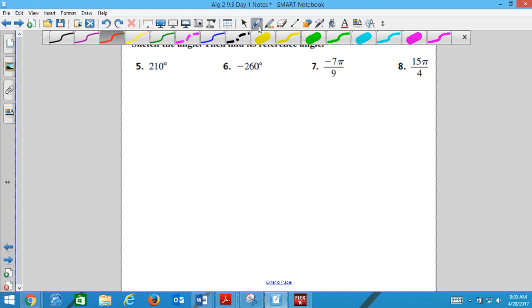Pi over 3. No, this is 5. This is 5 pi over 3. Yeah. So reference angle is how far you go to get back to the x-axis, which is 1 more pi over 3. You want to draw your pictures and then figure out your reference angles.